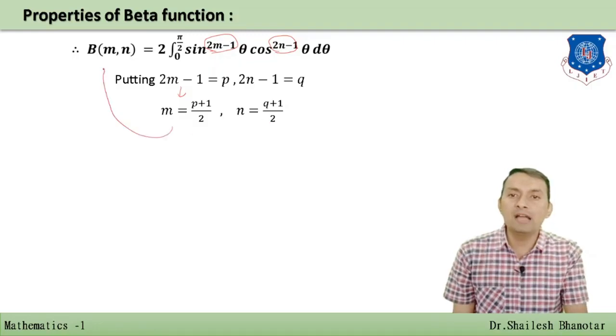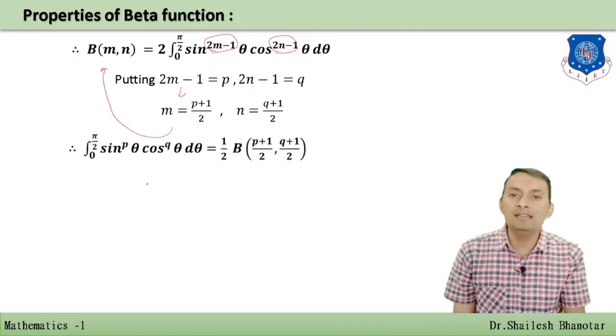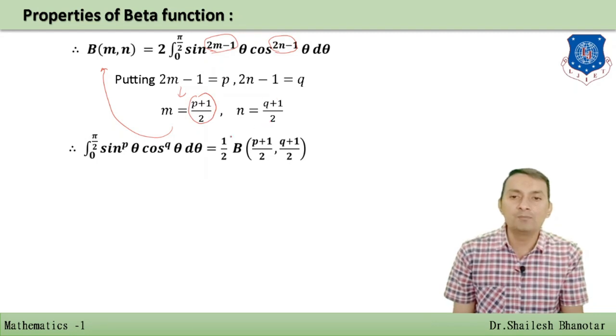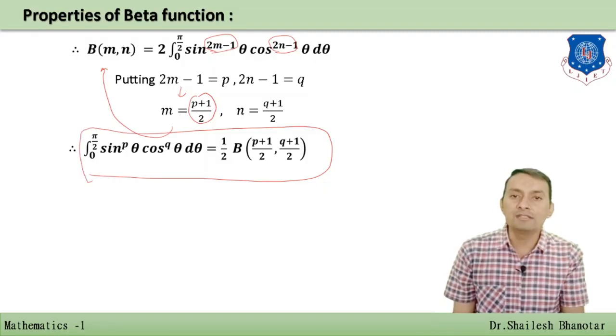When I replace m and n here, what I will get is the integral from 0 to pi by 2 of sin raised to p theta cos raised to q theta d theta is equal to, just taking 2 on the left hand side, 1 by 2 into beta of m, n, where m is p plus 1 divided by 2 and n is q plus 1 divided by 2, and this is the formula. Whenever it is required we will use it.